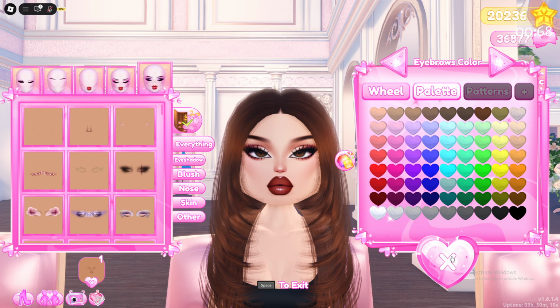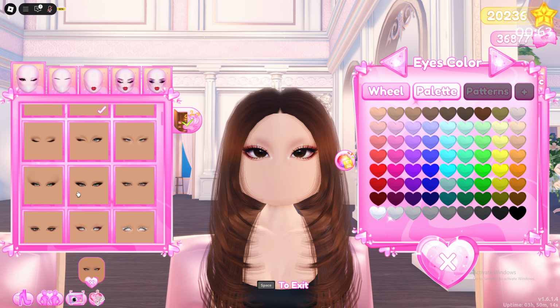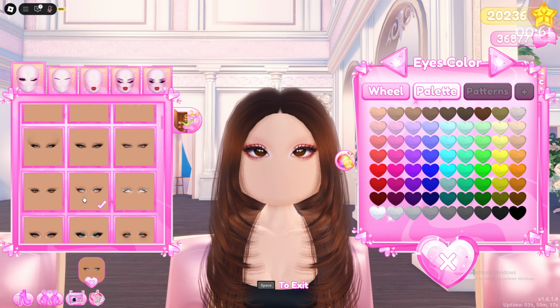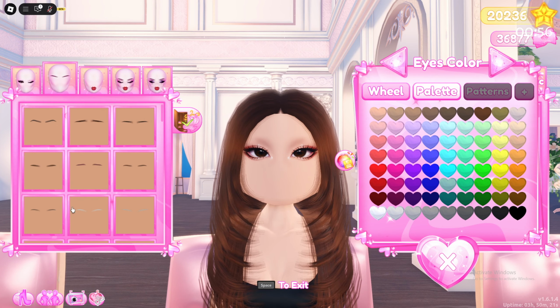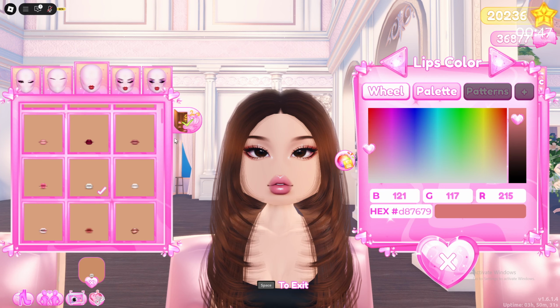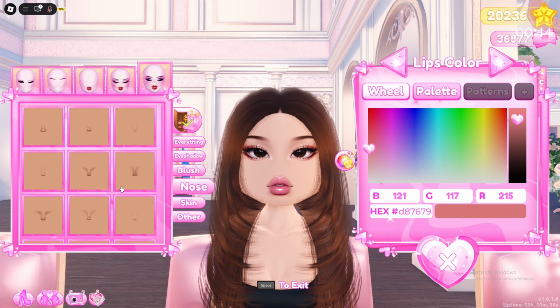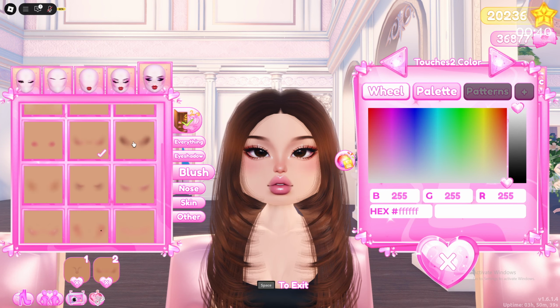For a natural look, I like to combine these eyes, or this one, or this one. And then for the brow, I would just take these brows. For the lips, my favorite ones are these, and I would just color them a natural kind of lip color. And for the nose, you can do any kind of nose you want, but I like this one. And then for the blush, I just use this one. So this is what I like to do for a natural makeup look.